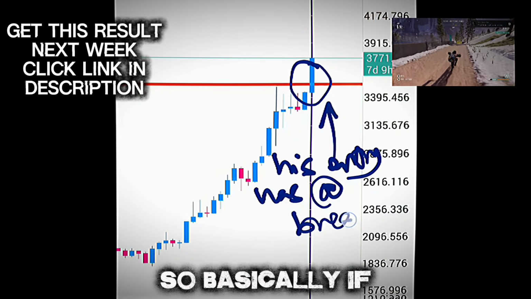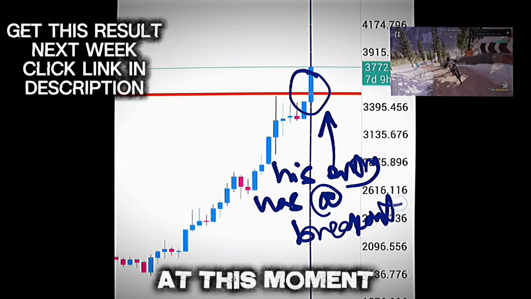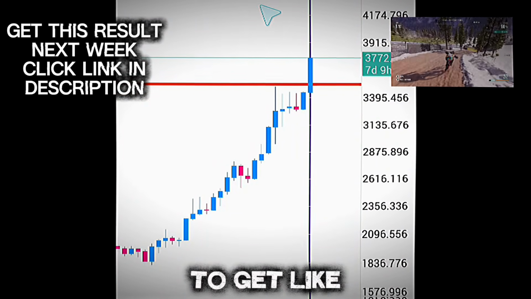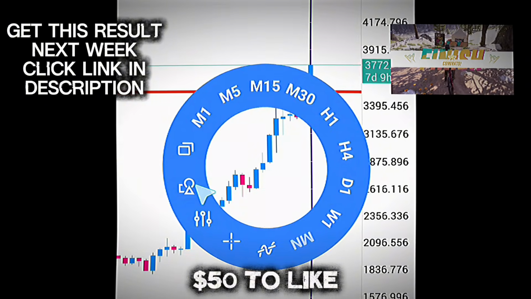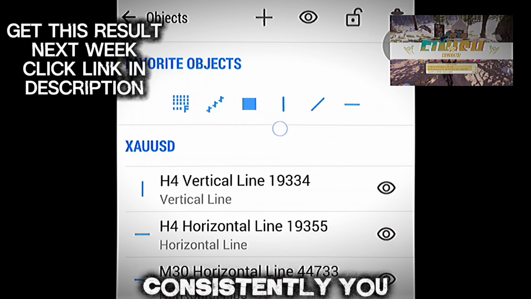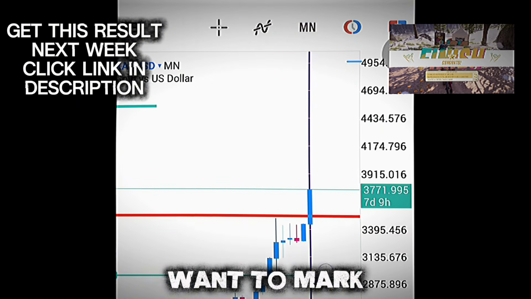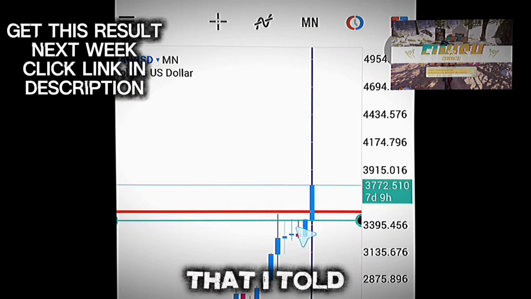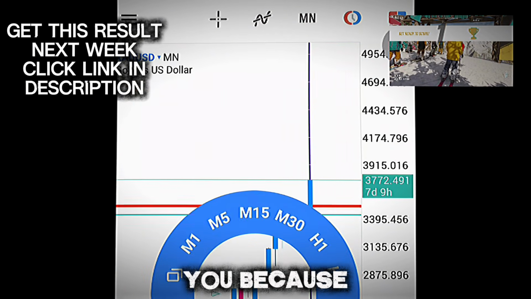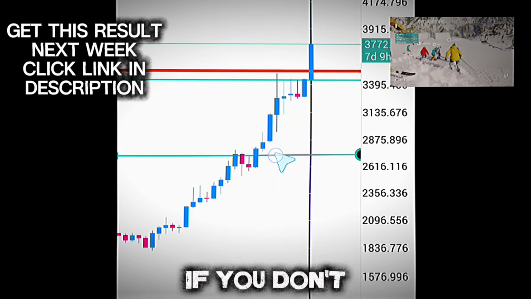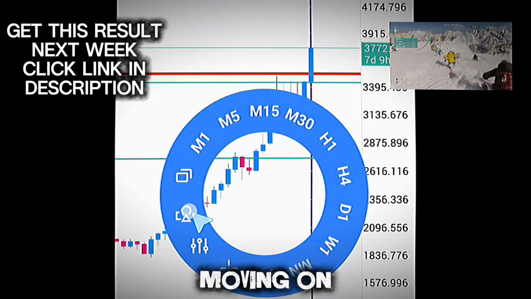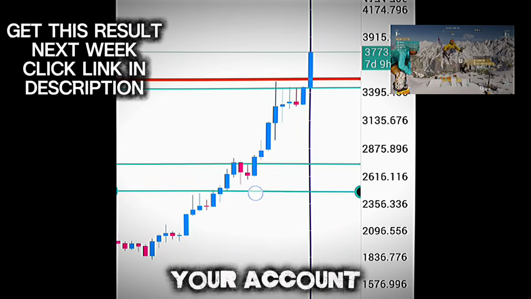So basically, if you don't want to blow your account at this moment in time, if you want to get like 1000% in one trade, if you want to go from $50 to like $10,000 in one trade consistently, you want to mark all those projection points that I showed you, because this part is very important. You need to understand that price moves on a cycle. If you don't know the cycle that is currently moving, you are going to blow your account. There's nothing you can do.